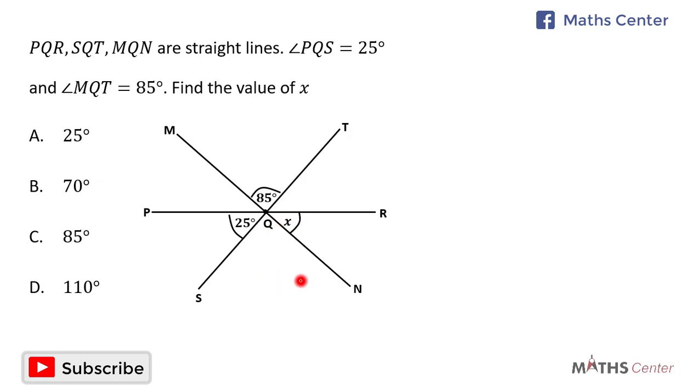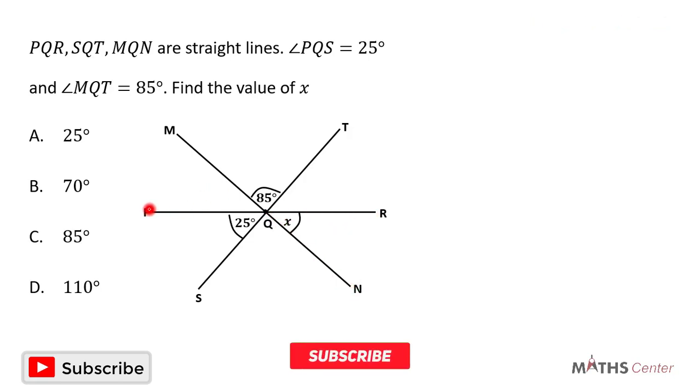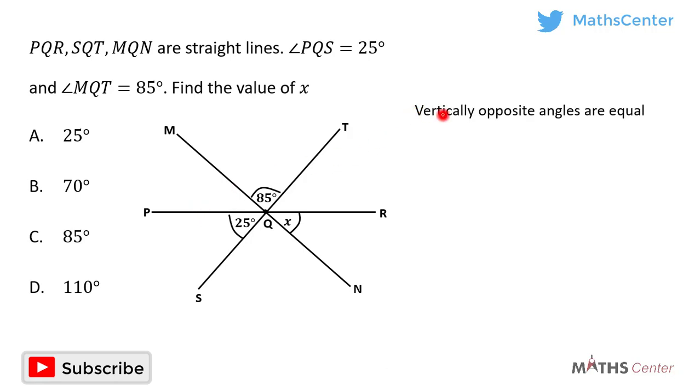When we look at the diagram carefully, we can see that angle NQR and angle PQM are vertically opposite to each other. From plane geometry, we know that vertically opposite angles are equal. So it means that if angle NQR is X, then angle PQM is also X. So the angle here is also X.